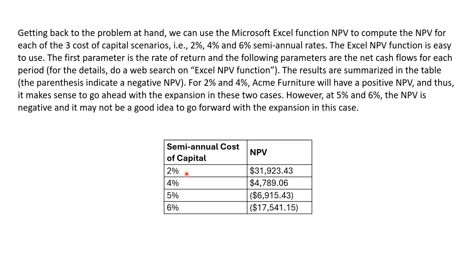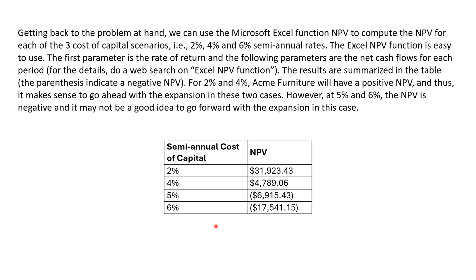So for 2%, as an alternative, the NPV is positive. So the furniture company would do better with their investment. Then at 4% cost of capital, they're still coming out in the positive, but a little bit less. Then at 6%, they're way off. They're losing quite a bit compared to what they could do by investing.